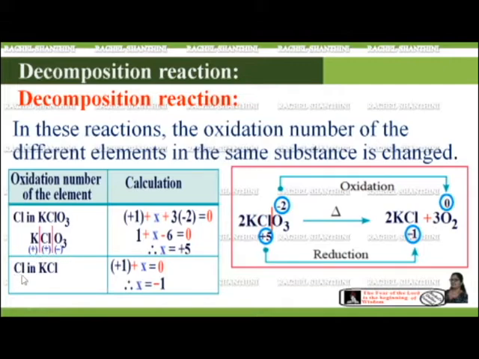Now let us calculate the oxidation number of chlorine in potassium chloride. Let us assume the oxidation number of chlorine as X, and we know that the alkali metal potassium will have the oxidation state +1. So +1 + X = 0, because the algebraic sum for all the atoms in a molecule is equal to 0. This gives the value X equal to -1. So the oxidation number of chlorine is -1. Thus, the oxidation number of chlorine, a different element in the same substance, changes from +5 to -1.